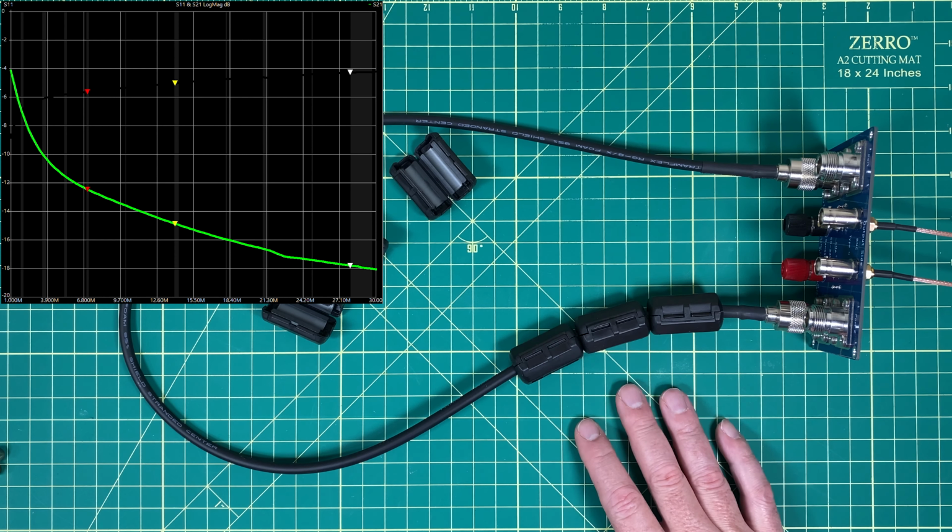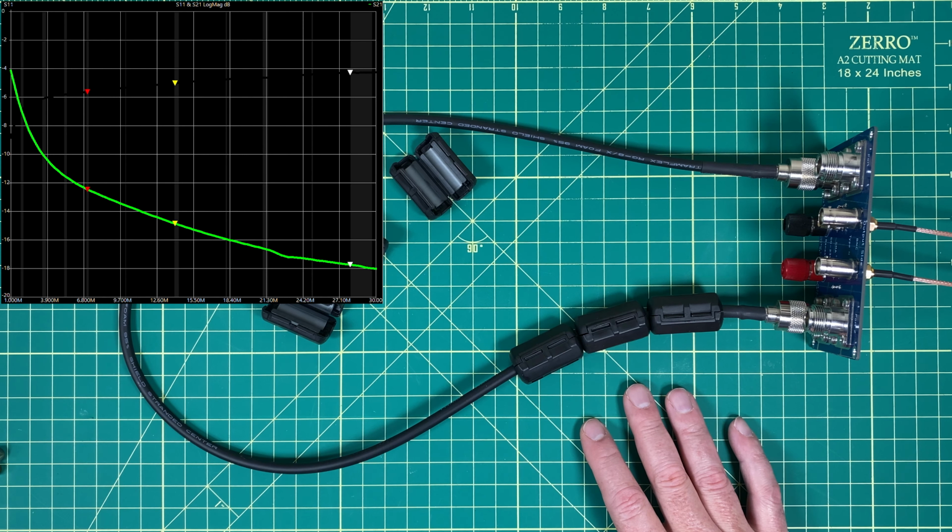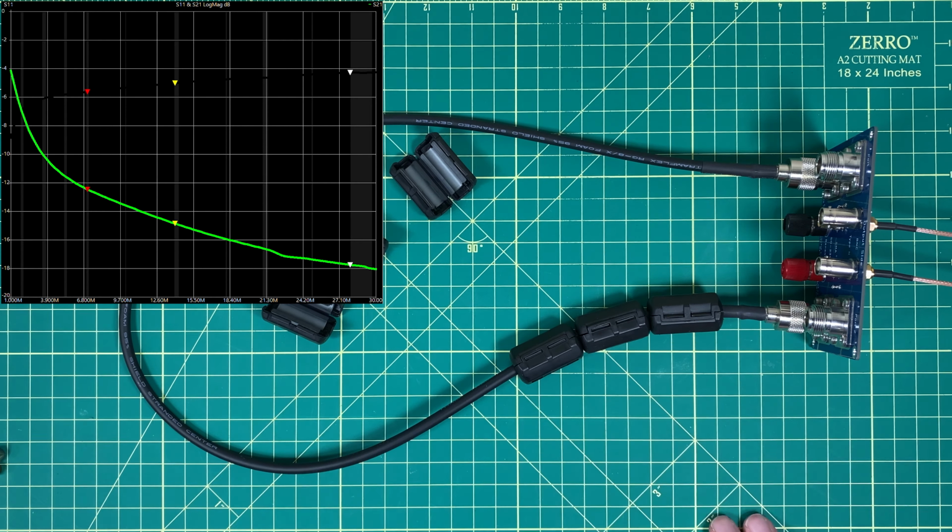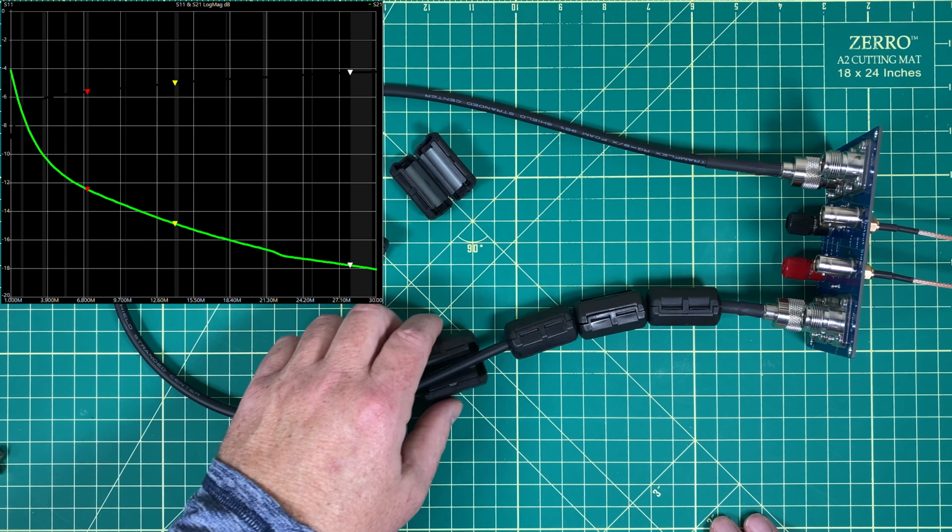So here's kind of our baseline for that first question, is it 3, 5, or 7. Those are our results for the 3 ferrite beads. Let's go ahead and put a fourth one on here now.